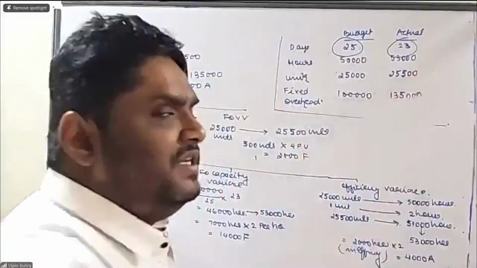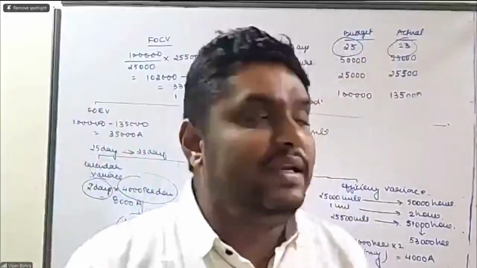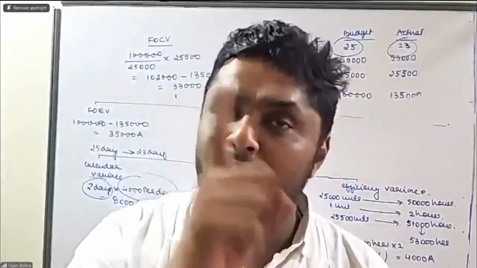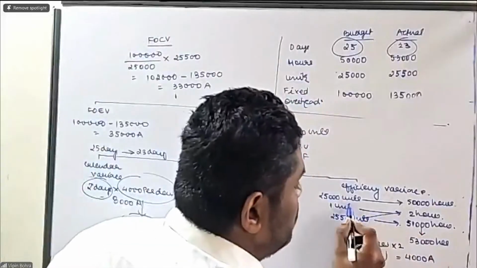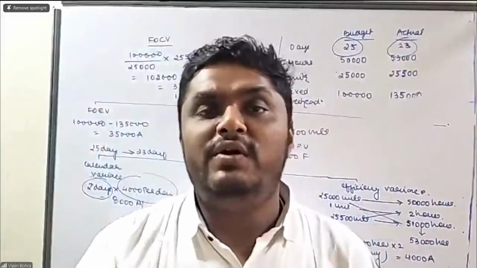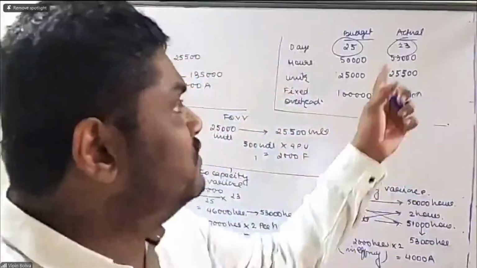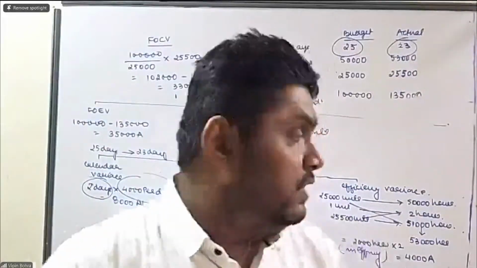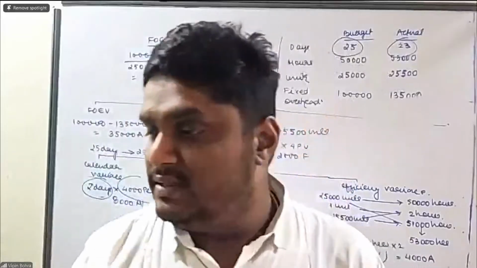So my actual production is how much? 25,500. So उसको बनाने में कितने hours लगने चाहिए? 25,500 units should take 51,000 hours. One unit, 2 hours. So cross multiplication rule. 1 unit, 2 hours. So 25,500 units, 51,000 hours. But instead of 51,000 hours, we used 53,000 hours. 2,000 hours is my inefficiency. So 2,000 hours is my inefficiency into the rate per hour, you will get the variance.